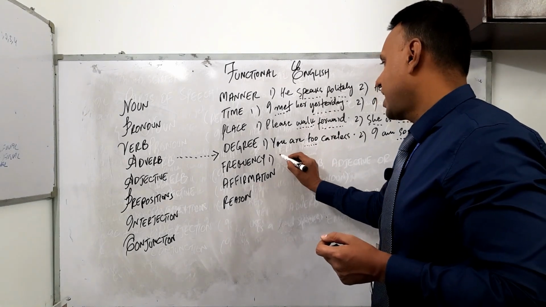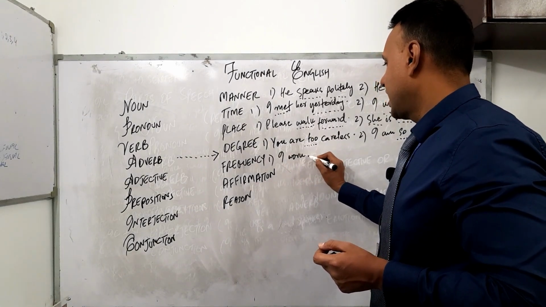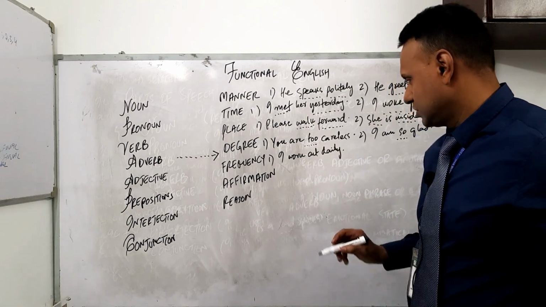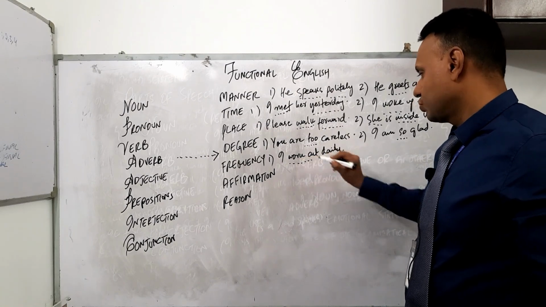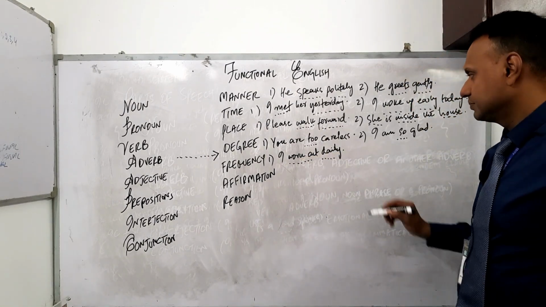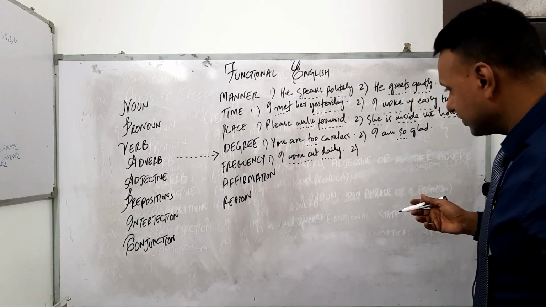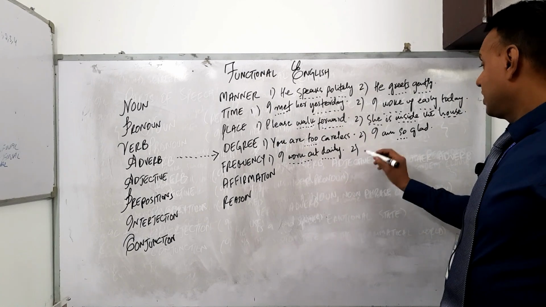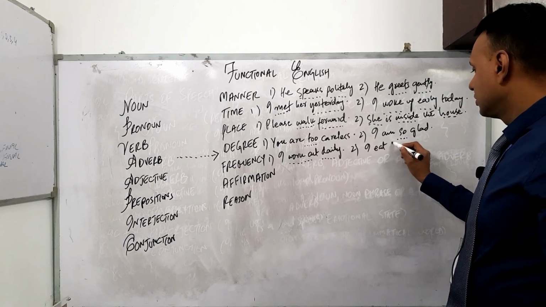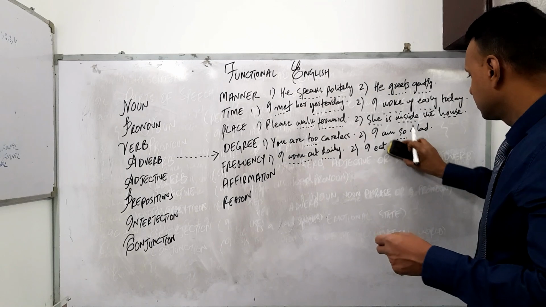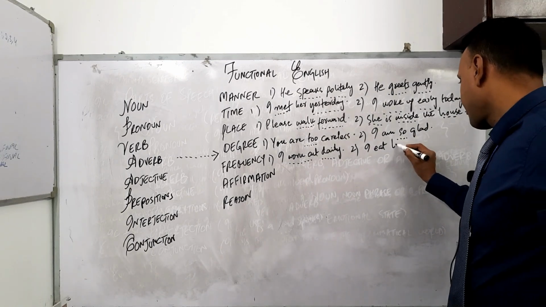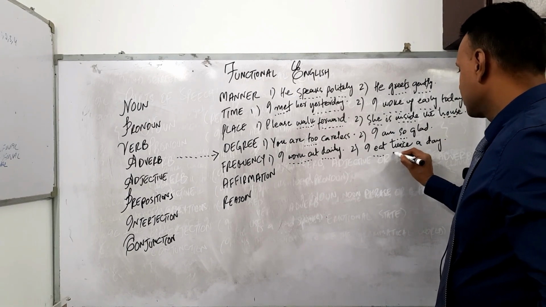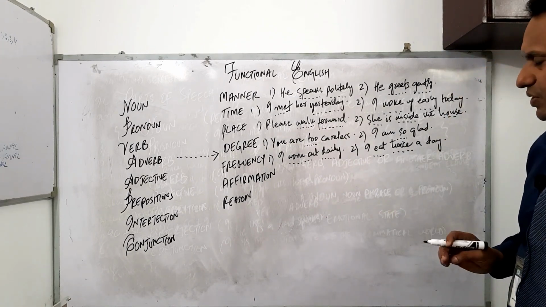Frequency. I work out daily. Daily is the degree, work out is the verb. Okay, I work out daily. Okay. Now looking at the other one, if we discuss the frequency, okay, I eat twice a day. Eat is the verb, twice is the frequency.